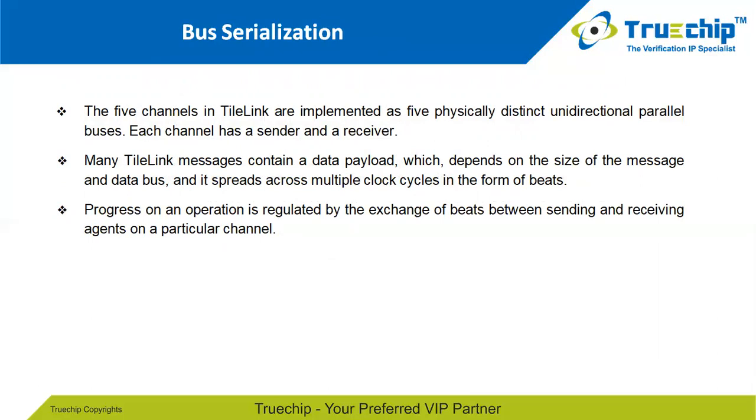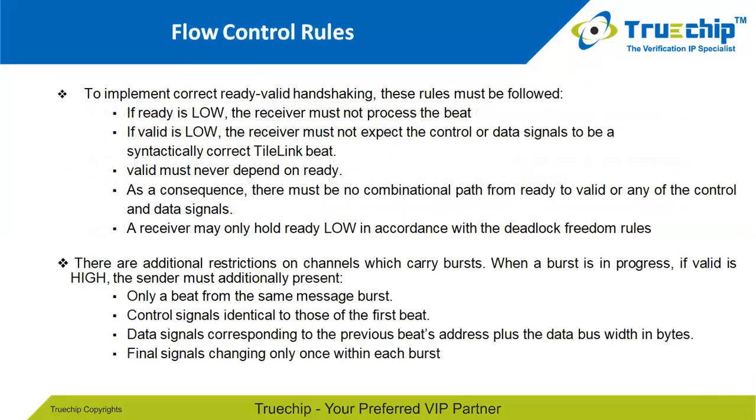For the correct implementation of the bus, the serialization of the ready and valid signals and the flow control rules must be followed. In the flow control rules, the sender will raise valid to offer the availability of a beat on a channel, and the receiver will raise the ready signal to indicate its ability to accept a beat. When the receiver is busy, it will not raise the ready signal and will not accept a beat. Only when both ready and valid are raised concurrently will the content be accepted and the beat exchanged.